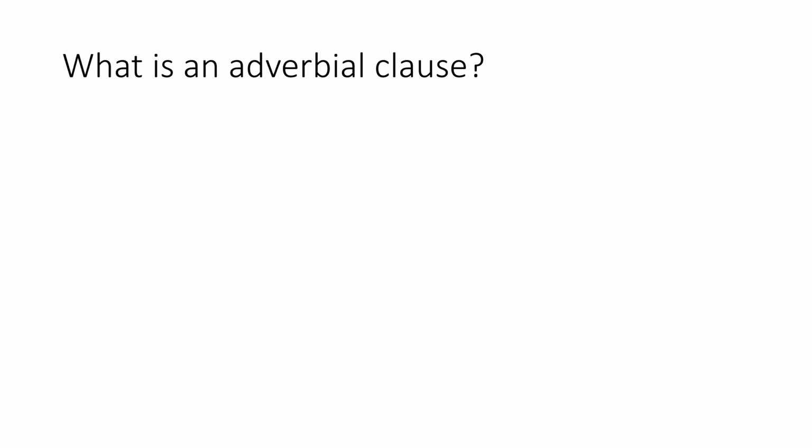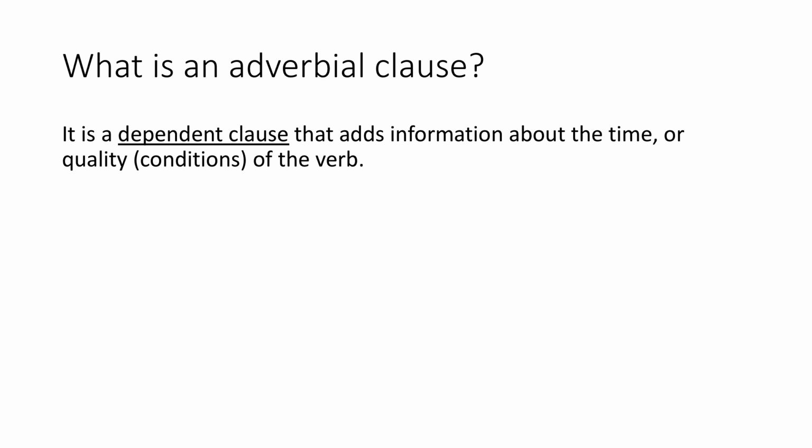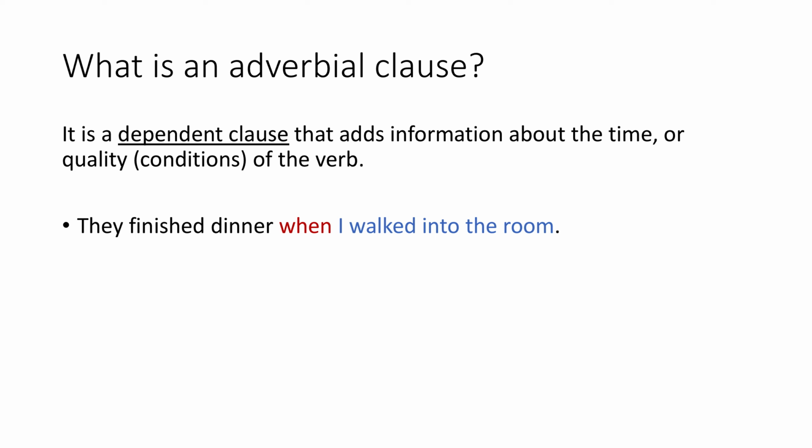Based on that, we can easily extend this idea to adverbial clauses. So an adverbial clause is a dependent clause that adds information about the time or quality or conditions of the verb. That is the verb of the main clause. So remember, if you have watched my videos about the noun clauses and relative clauses or adjectival clauses, these are all dependent clauses, which means that they cannot form a sentence alone, and they need an independent clause to form a complete sentence. This is one example of a complete sentence that has an adverbial clause as part of it.